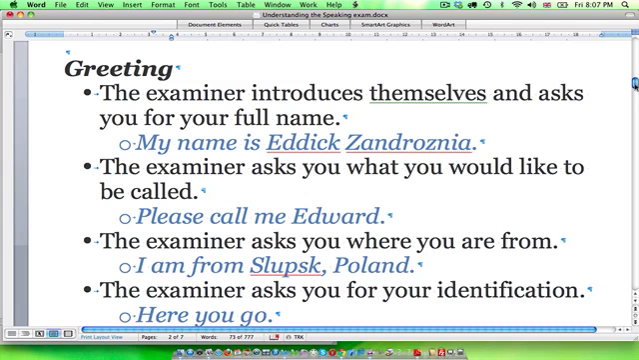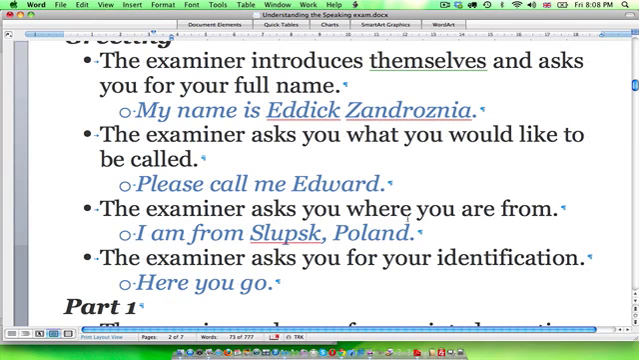So examiners all over the world ask the same 4 questions when the IELTS candidate comes into the room. The first question is for your full name. And here you should just state your native name in your native language. So here we have Edek Zandroznia. Now the second question, the examiner will ask you what you would like to be called. So Edek has an English name. His name is Edward, and he says, "Please call me Edward."